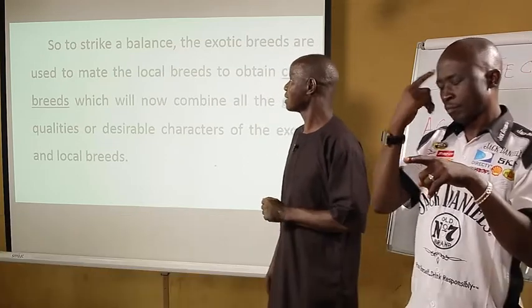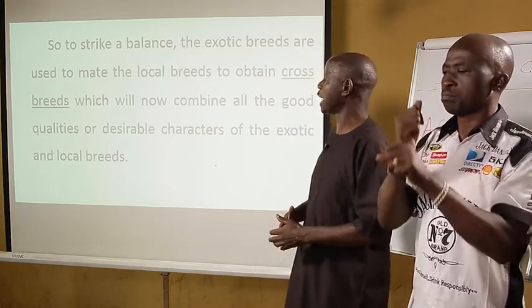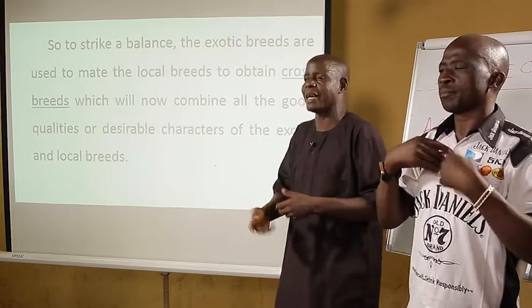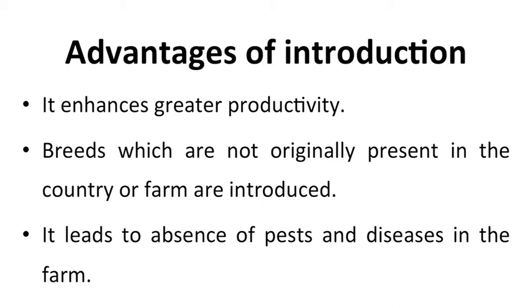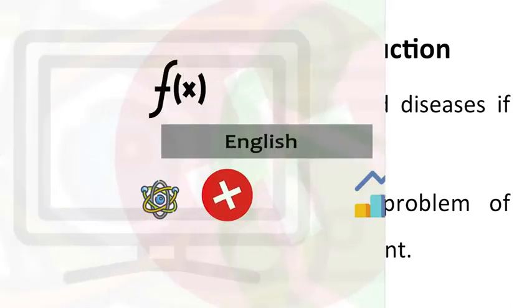So, to strike a balance, the exotic breeds or the imported ones are used to mate the local breed to obtain crossbreeds, which will now combine all the good qualities or desirable characters of the exotic breed and the local breed. Advantages of introduction. 1, it enhances greater productivity. 2, breeds which are not originally present in the country or farm are introduced. 3, it leads to absence of pests and disease in the farm. It may introduce new pests and diseases if not properly handled as one of the disadvantages. 2, the new breed may have problem of adoption into the new environment.